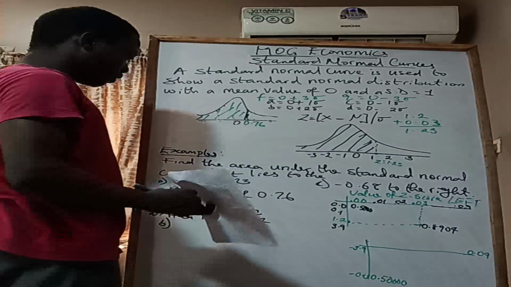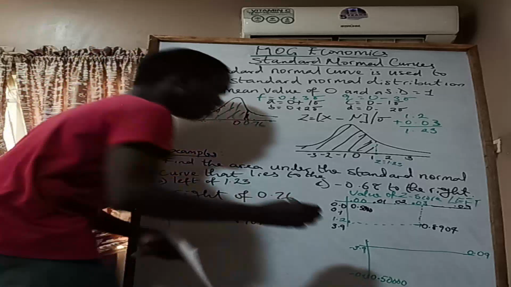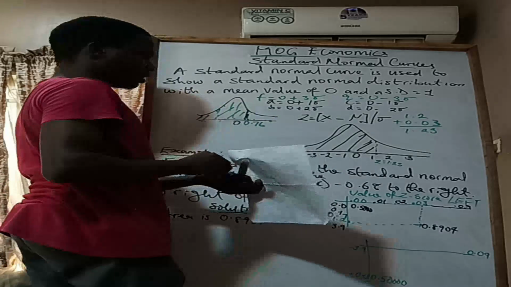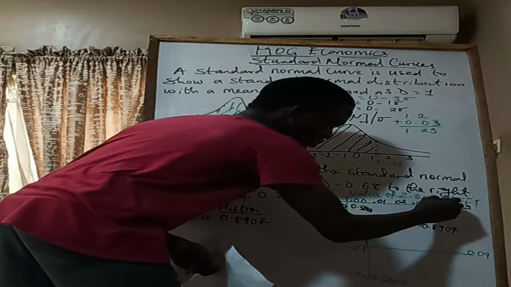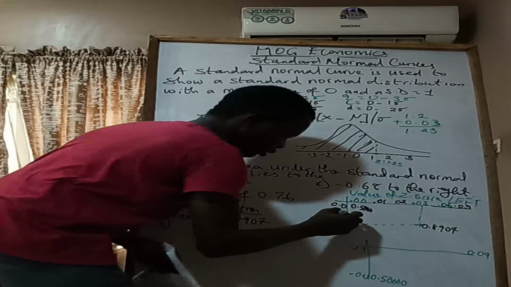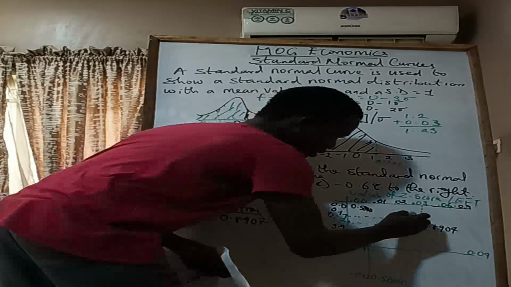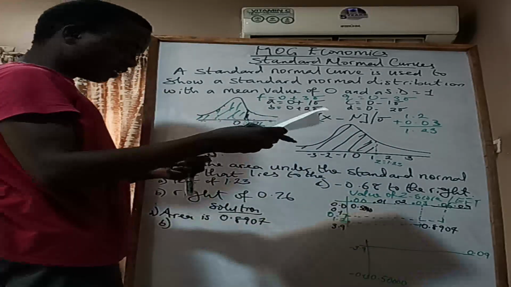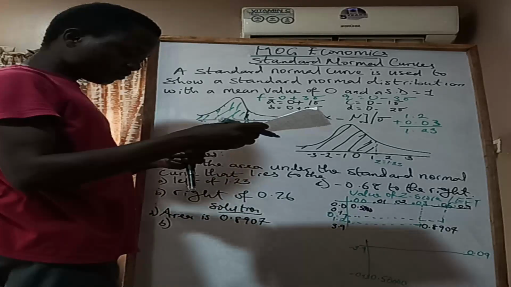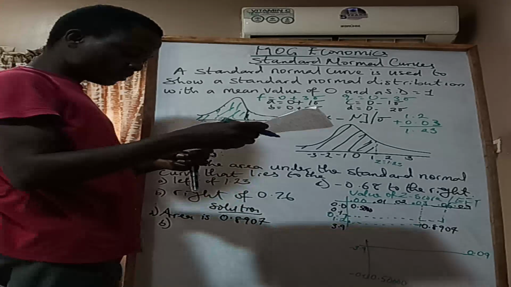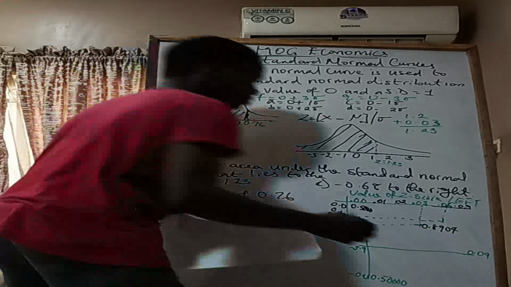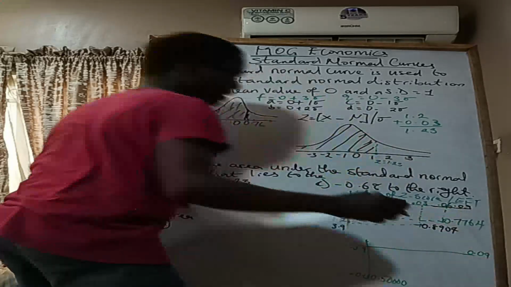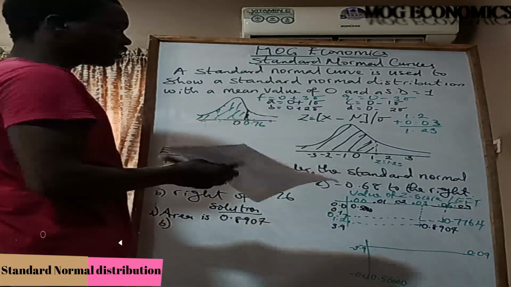Okay, so 0.76, so we are looking at 0.7 under 0.06. Alright, so let's verify. So we're having 0.7764. So that's the area to the left.